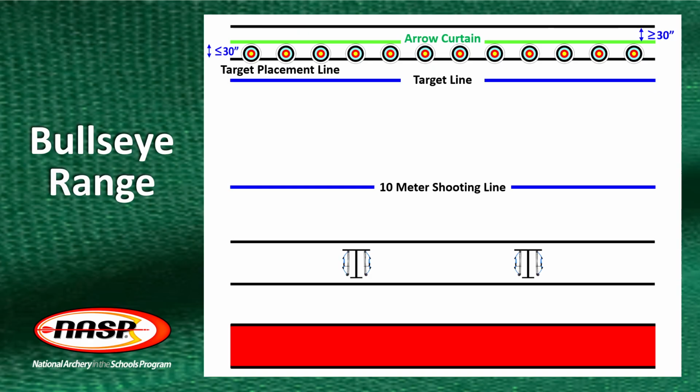After the 10-meter shooting line is the 15-meter shooting line. Our next line is the waiting line. 10 feet behind the waiting line, we have the line for Coach's Alley. And finally, our last line on the range is the spectator line. Now let us show you how easy it is to set up a 3D range.